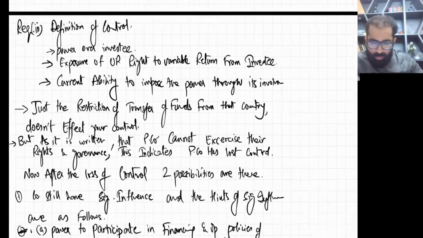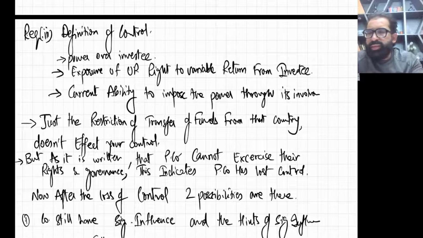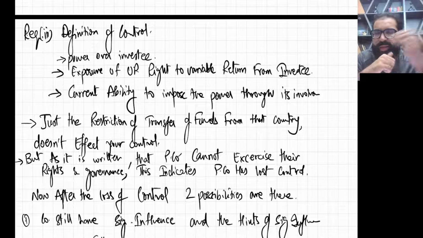How to write this? The first thing is to state the rule. Just simply write the IFRS 10 control definition. It's a famous 3-line definition. Power over investee, exposure to or rights to variable return in the investee, and the third point is current ability to exercise your power through your involvement. So these are the 3 lines.